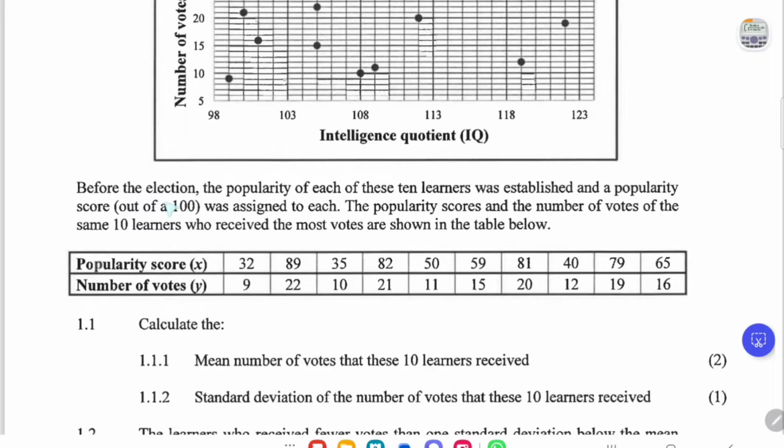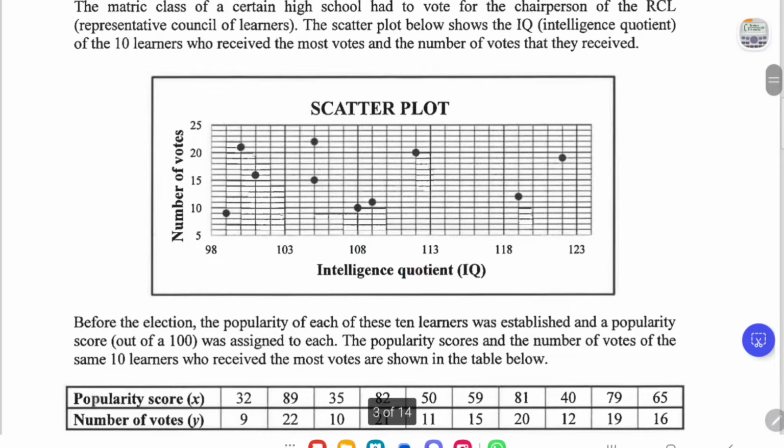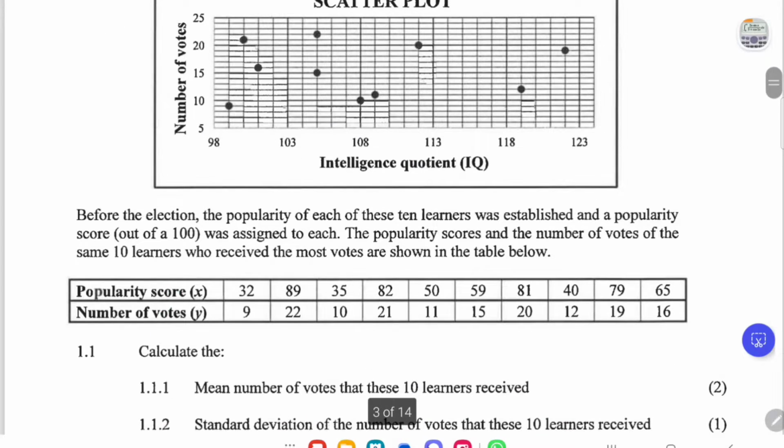Okay, and what they tell us is, before the election, the popularity of each of these 10 learners was established and a popularity score out of 100 was assigned to each. The popularity scores and the number of votes of the same 10 learners who received the most votes are shown in the table below. Okay, so popularity score out of 100 and their votes.